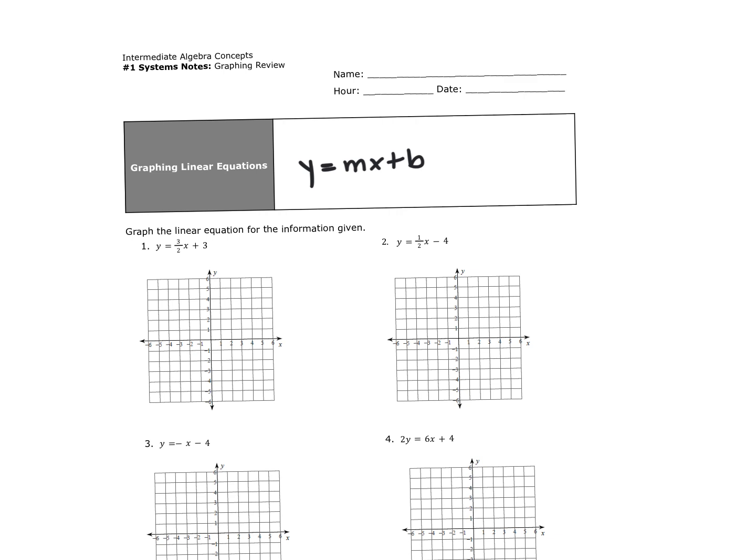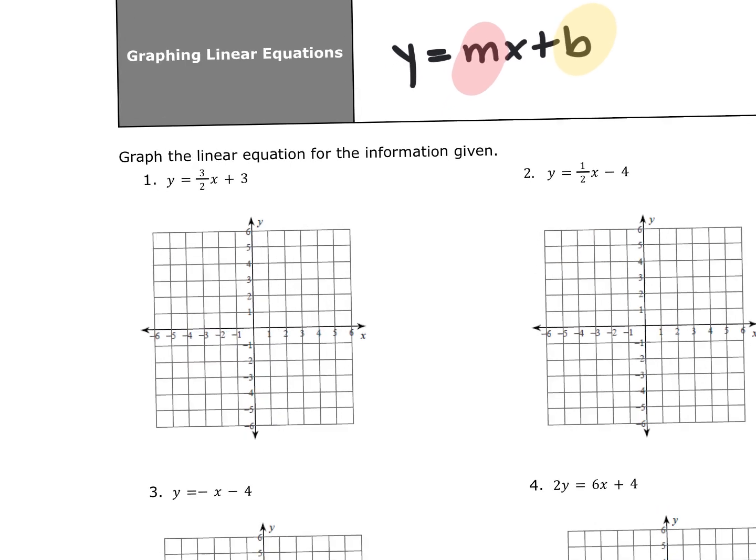Remember, when you graph, this b part is where it goes on the line on your y-axis, and this m part is your slope. So it's going to be where you're going up or down based on what your slope is right there. Okay, so let's look at number 1 and graph that one. Try to make that a little bit bigger there.